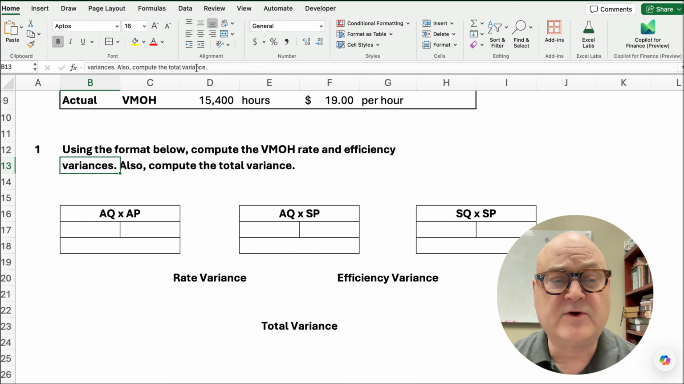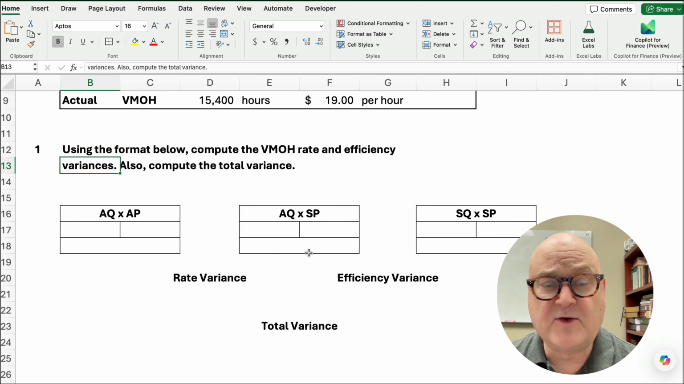Now what we're going to do is we're going to take the actual quantity times the actual price and get a total, and then take the actual quantity times the standard price and get a total, and the difference in these two totals is going to be the rate variance, which is essentially a price variance.